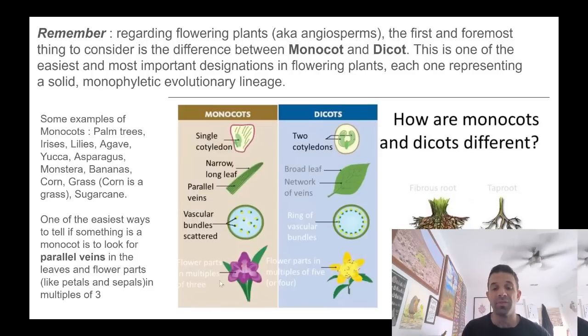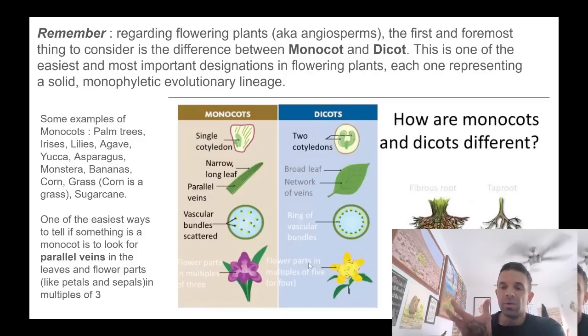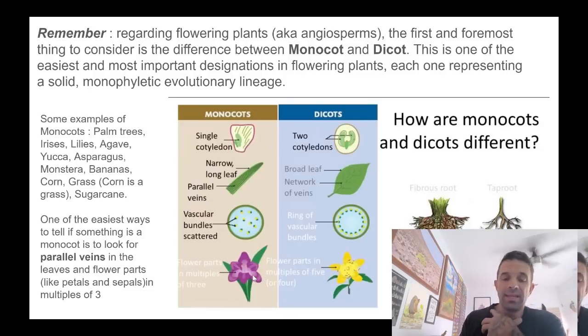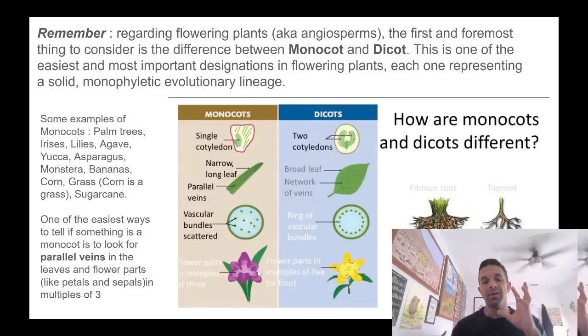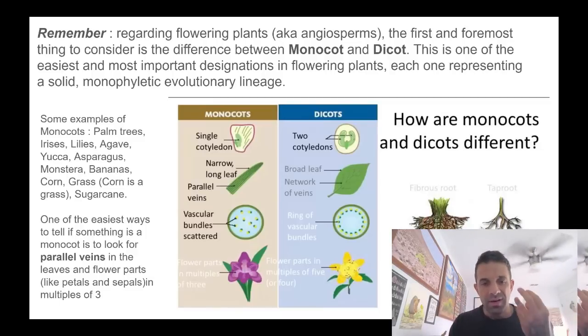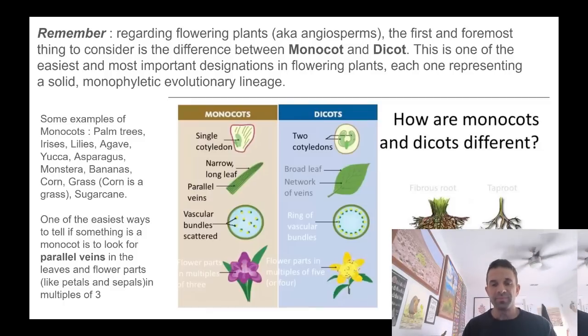Flower parts in multiples of 3, whereas flower parts of dicots are generally in multiples of 5 or 4. There are exceptions, like the buckwheats, Eriogonum, which is a dicot, but it's got 9 stamens. It's really weird. I don't know what that's about, but it's got 9 stamens, a multiple of 3, but it's a dicot. But for the most part, multiples of 3: irises, orchids, lilies, agave flowers. The flowers on monocots have multiples of 3, 3, 6, 9, whatever. Generally 3 or 6. And when you do a cross section of the stem, the vascular bundles, the plumbing, looks way different than the plumbing on a dicot.